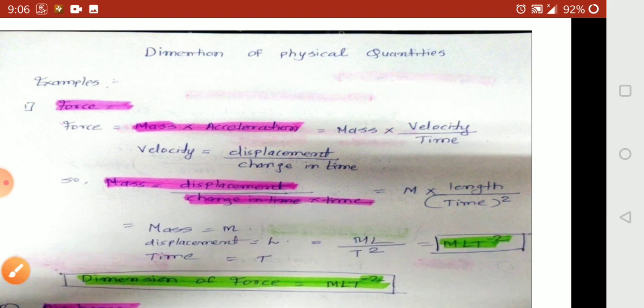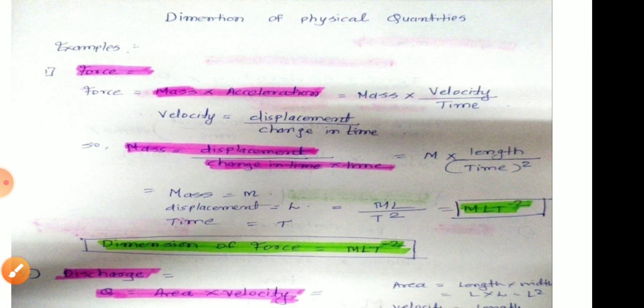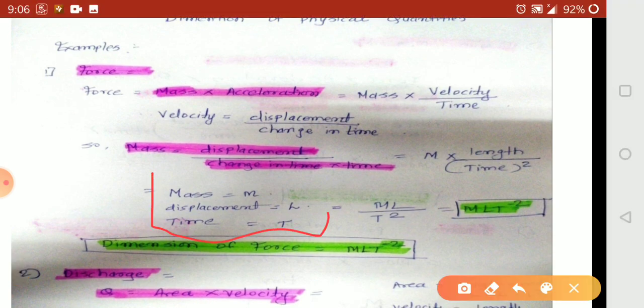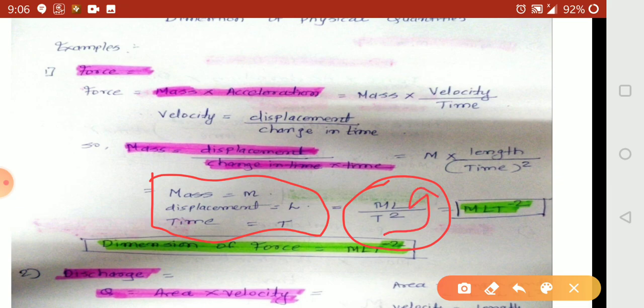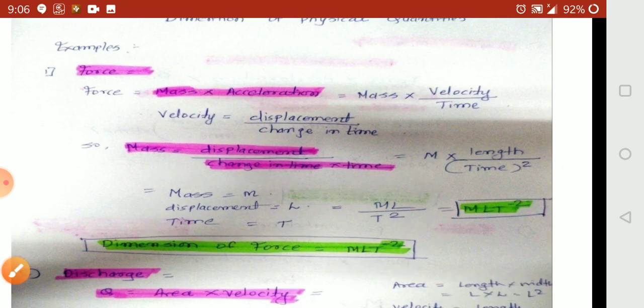So the next part is, mass is equal to M, displacement is equal to L, and time is equal to T, that is M into L upon t square. If t comes in this format, then it is MLT minus 2, right? So the dimension of the force is MLT minus 2. Understood how we calculate the dimension of a physical quantity?